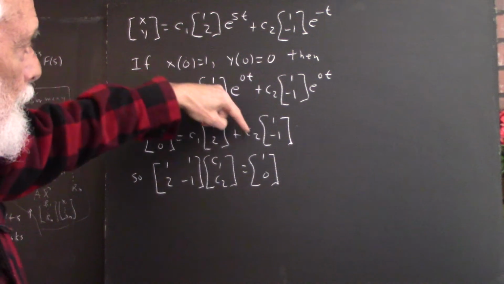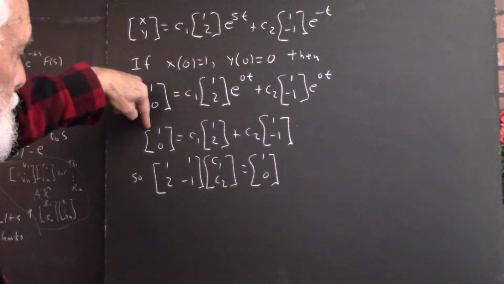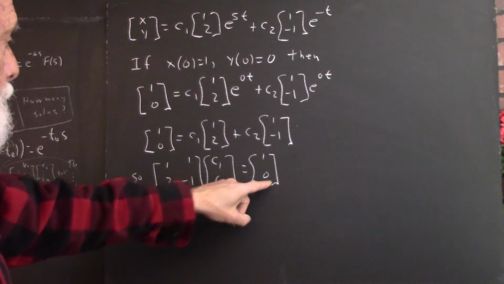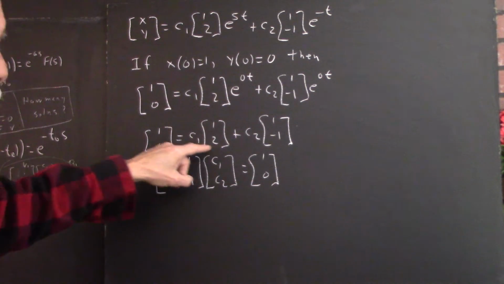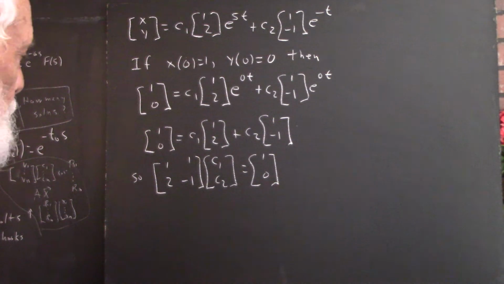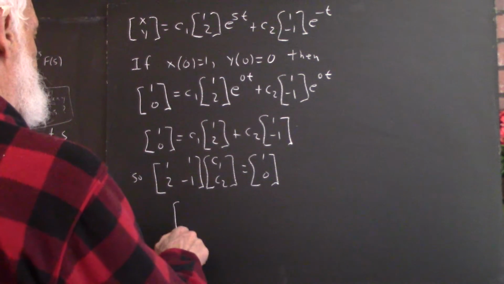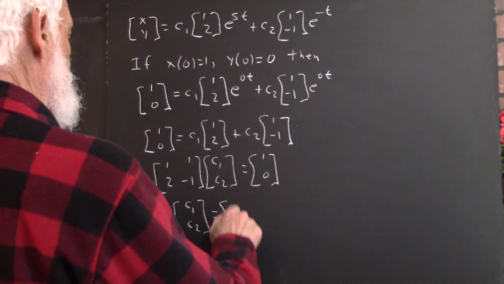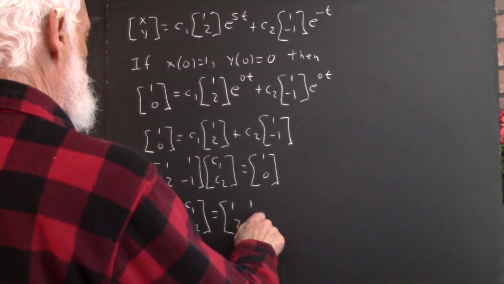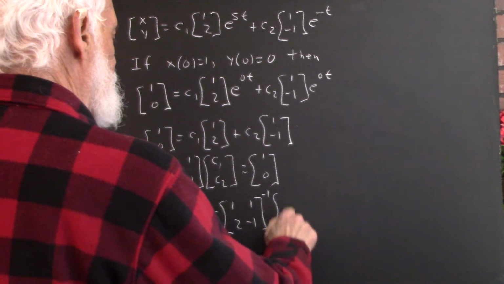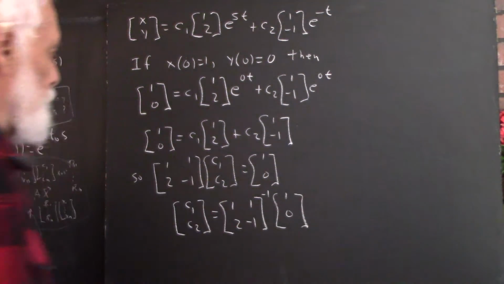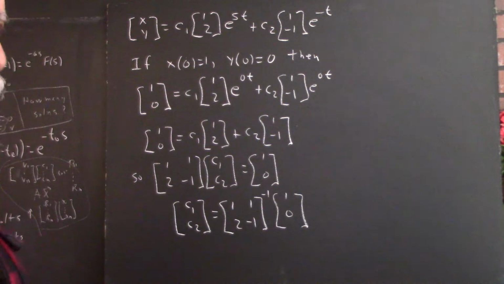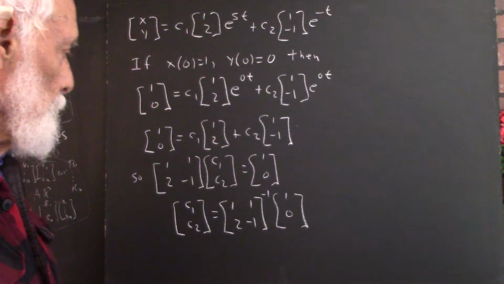You have C1 plus C2 has to equal 1. And similarly, 2 times C1 minus C2 has to equal 0. Well, you get 0 here, and you get 2C1 and minus C2. So that C1, C2 is equal to the inverse of that matrix times 1, 0. And this is the way you would generally solve it.